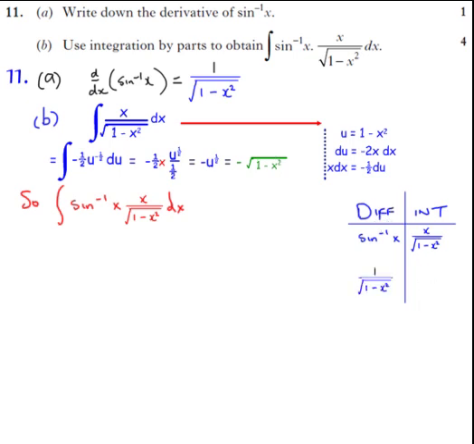Differentiating sine inverse is 1 over the square root of 1 minus x squared. Integrating the x over the square root of 1 minus x squared gives us negative the square root of 1 minus x squared. Split this into the 4 bits, 1, 2, 3 and 4.